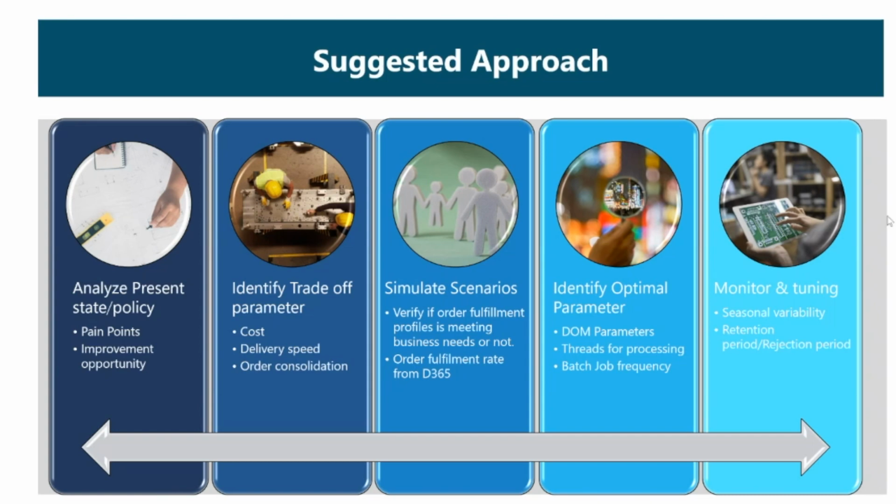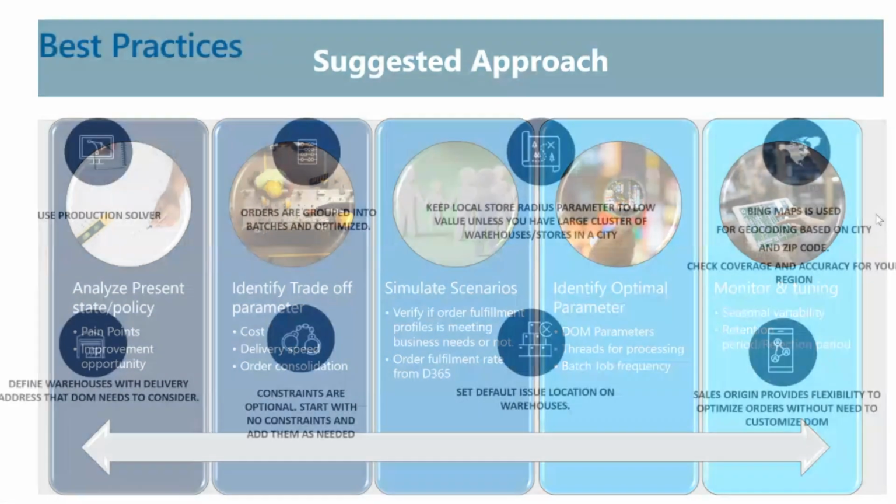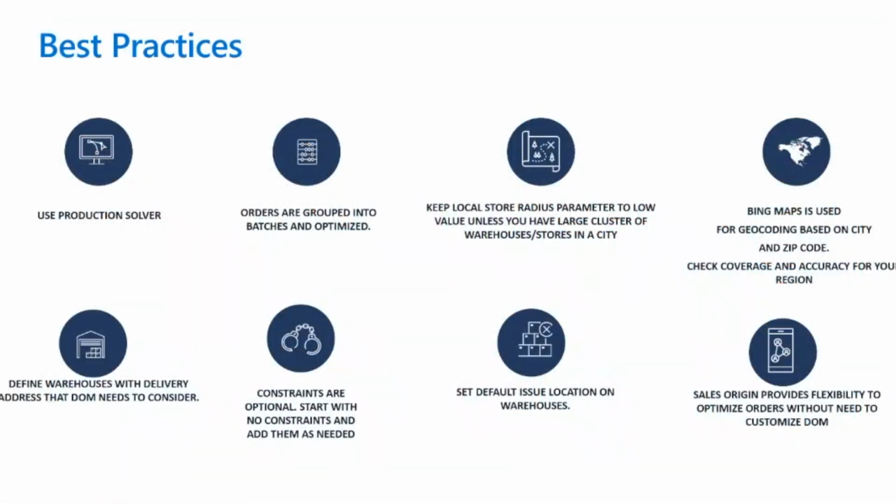Moving forward, some best practices here, just a quick recap. Always use production solver as much as possible. Orders are grouped into batches and optimized. So default is, I believe, 2000 orders. And you can use fulfillment profile for that. Keep local store radius in DOM parameter to a low value. By default, it is 10, but you can change it.